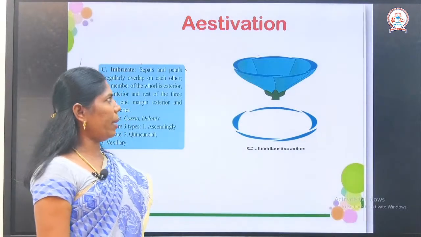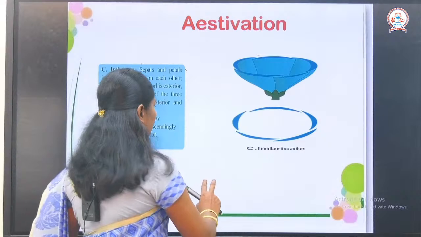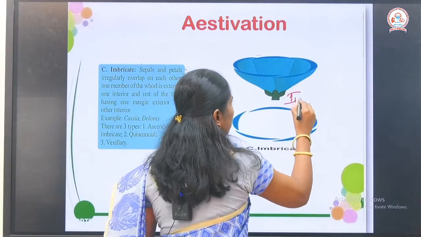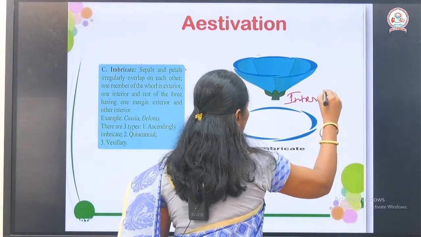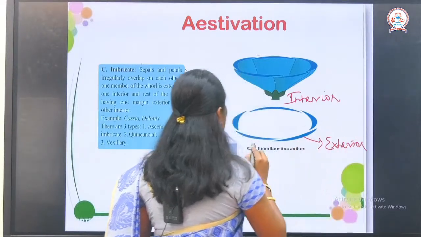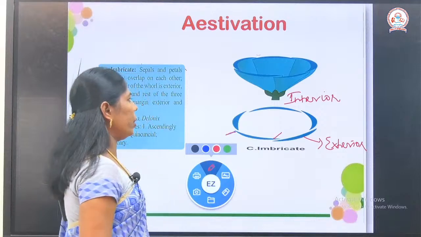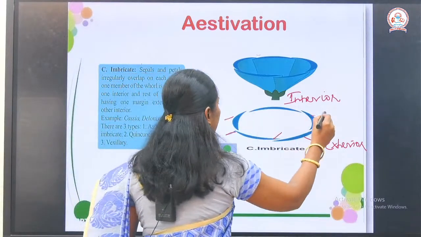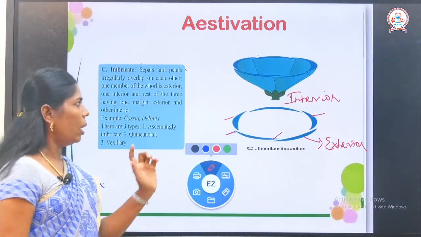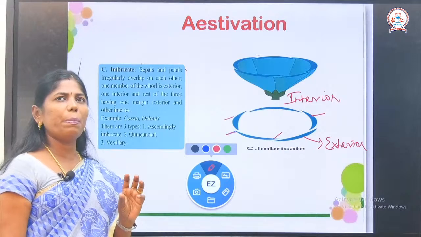And the next one is imbricate aestivation. You can see here, one is an interior petal and one is an exterior petal. One side is outside and the other side is inside. And three petals are in interior and exterior conditions. One is arranged interior and one is arranged exterior. This type of arrangement is called imbricate aestivation.